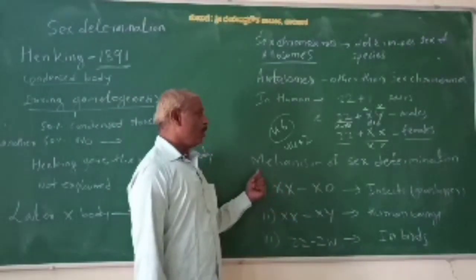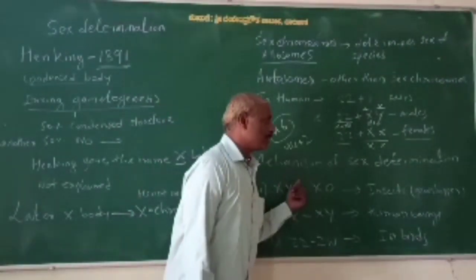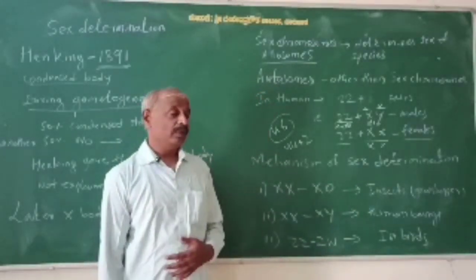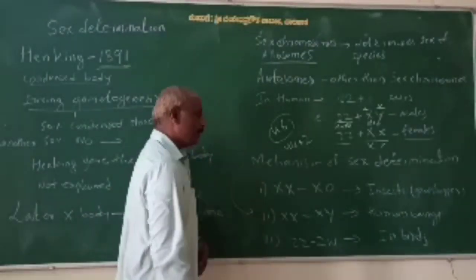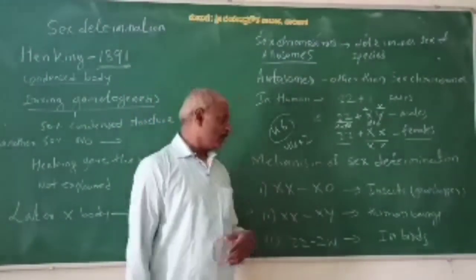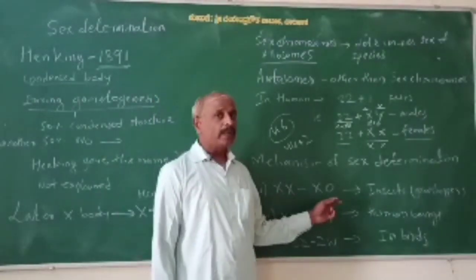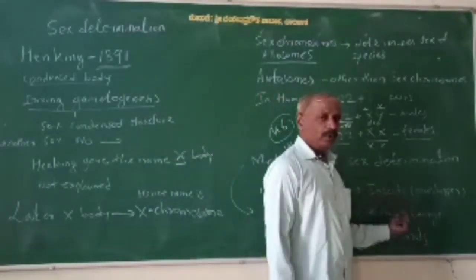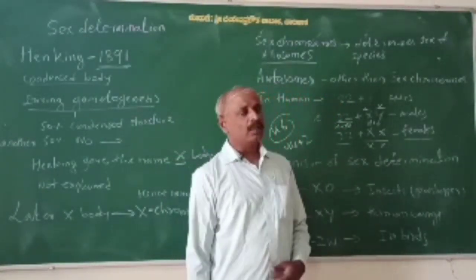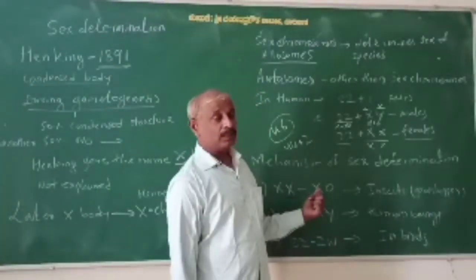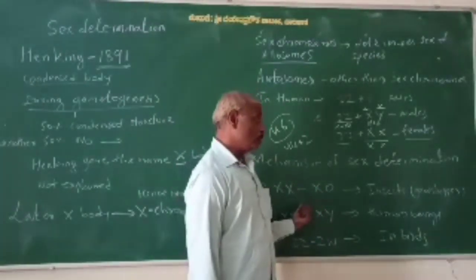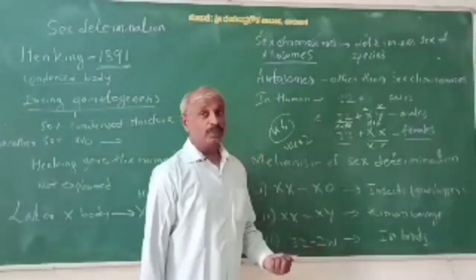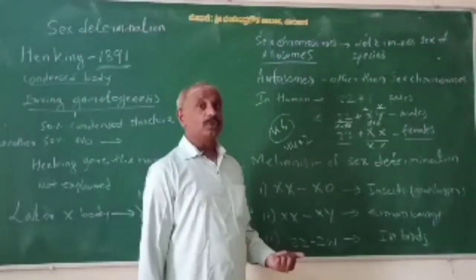Now we move to the mechanism of how sex is determined. We start studying it under the heading mechanism of sex determination. In our syllabus there are three different mechanisms. One is the XO type, which is found mostly in insects. In insects we see this kind of sex determination mechanism. Especially in our syllabus and textbook, there is an explanation, and we will go through how sex determination occurs.